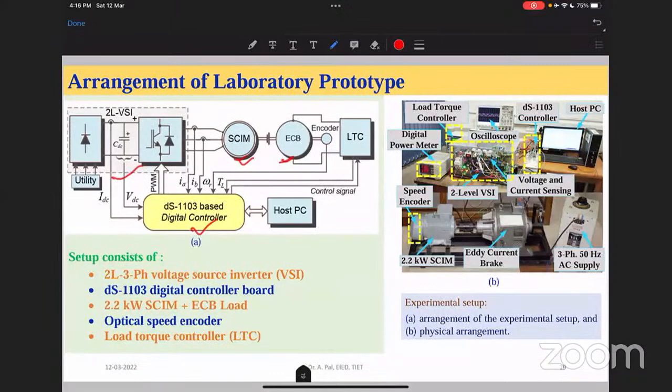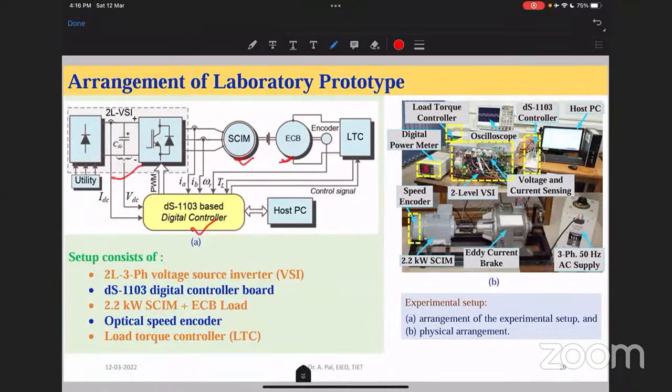All the PCBs are designed using Proteus 8.9 software, and the PCB is manufactured by JLC PCB, a Chinese company. We sent them the Gerber file, they manufactured it and sent it to us. The PCB cost is around $200. And all the components I have fabricated in the lab.